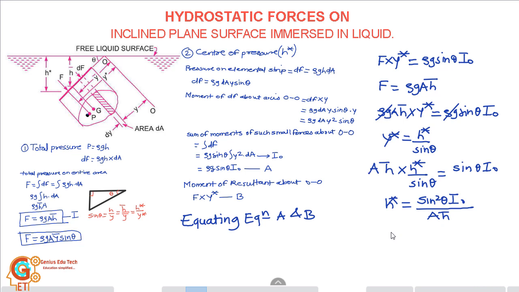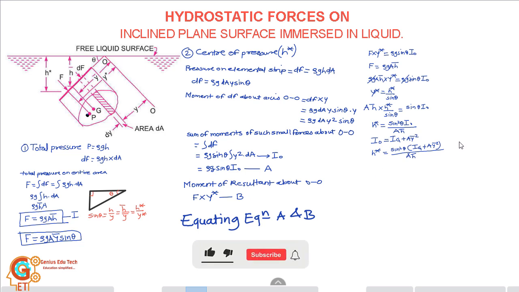We know from parallel axis theorem, I0 is equal to Ig plus A y bar square. Substituting this equation, we get h star is equal to sin square theta into Ig plus A y bar square upon A h bar.